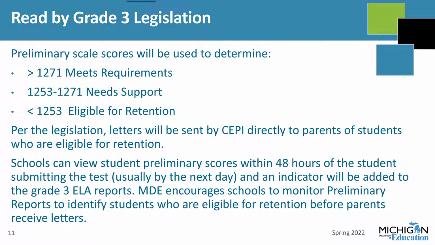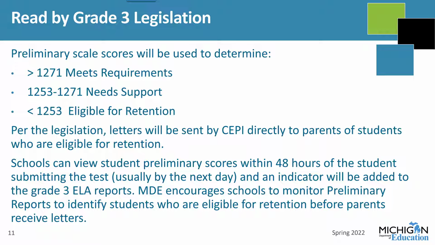You can see here students scoring higher than 1271 will meet the requirements of the law. Students scoring between 1253 and 1271 will be identified as need support, and students scoring below 1253 will be eligible for retention. These are the same parameters used in spring 2021, and they have not changed.